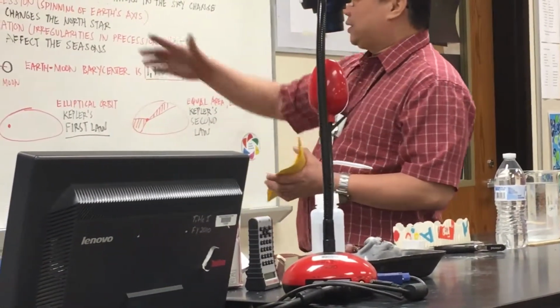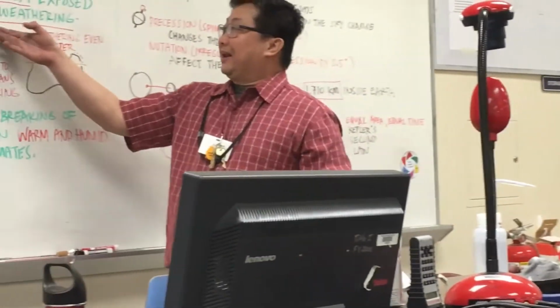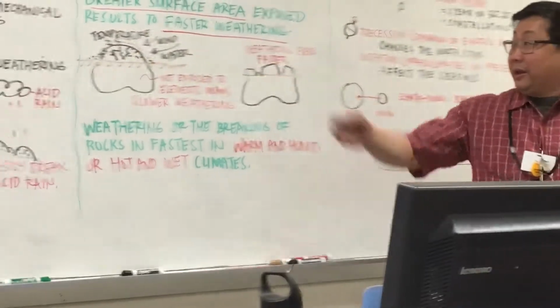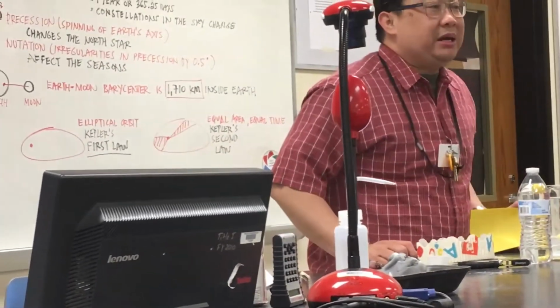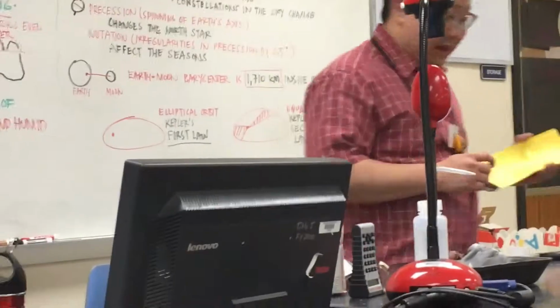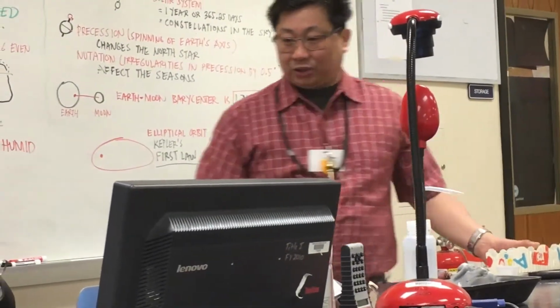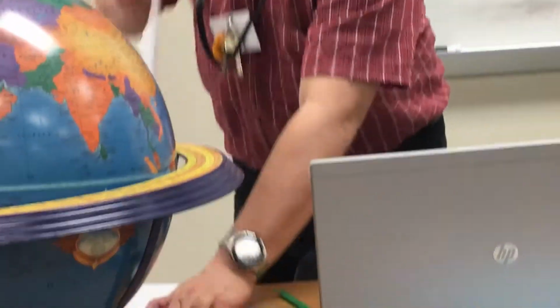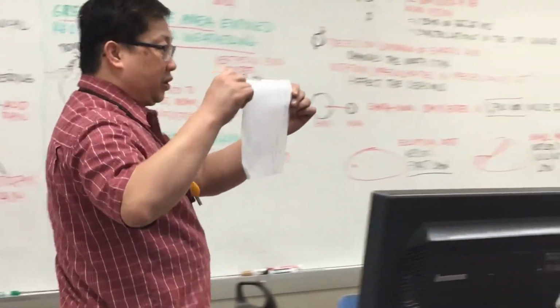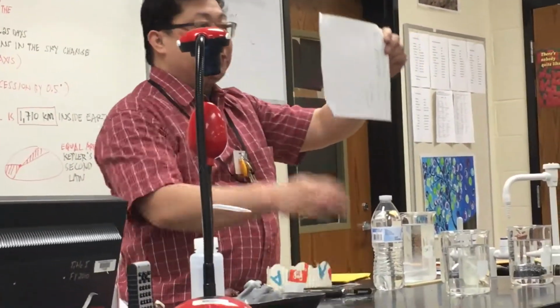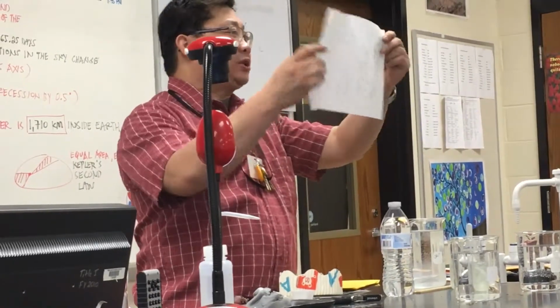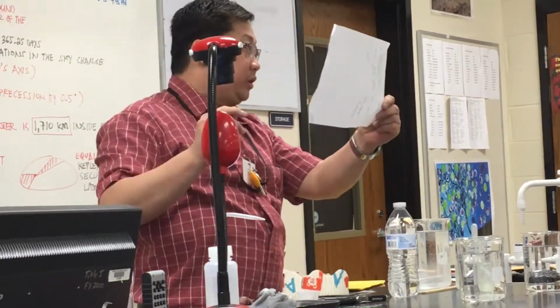Now, the next thing that I will discuss is that a greater surface area results in faster weathering. What does it mean by surface area? Now, I should find a piece of paper lying around here, like this one. This is a piece of paper. When you say surface area, it refers to all the surfaces of this paper exposed to the elements.